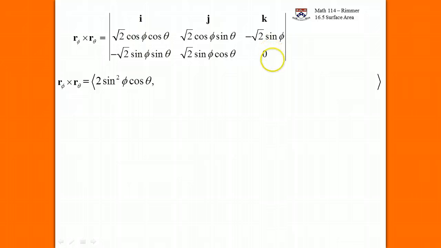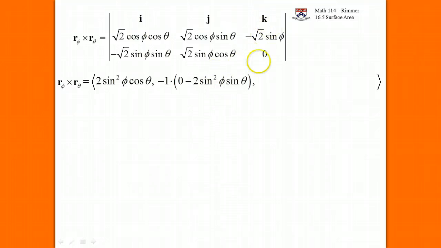We end up with a 0 again and a negative because there's 3 negatives here, but actually there's a 4th negative. So what happens is cross out j's column, cross out j's row, we get the 0 minus minus minus is a negative 2. Root 2 and root 2 is 2. Sine phi is sine squared phi, and then the sine of theta. And remember that the j component gets a negative on it, so there's actually 4 negatives floating around. We end up with a positive value there.